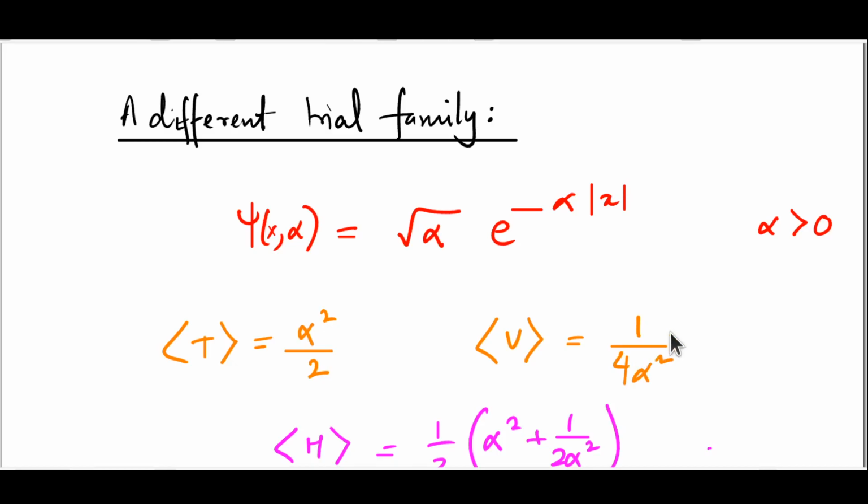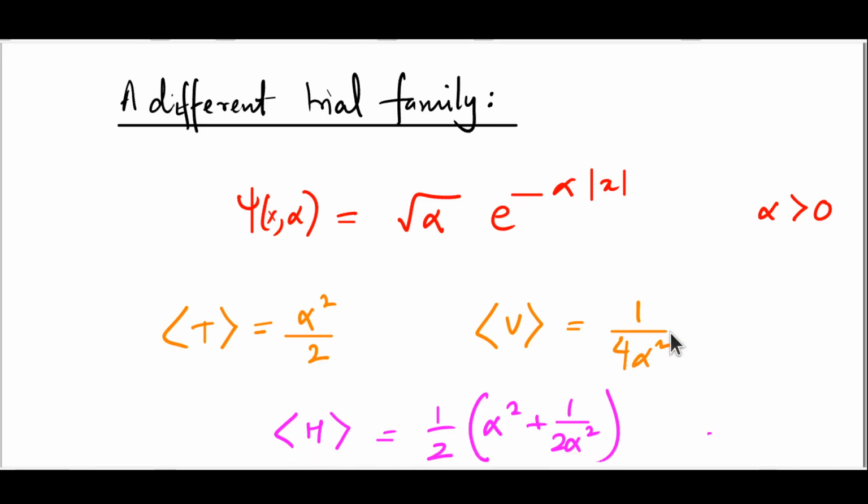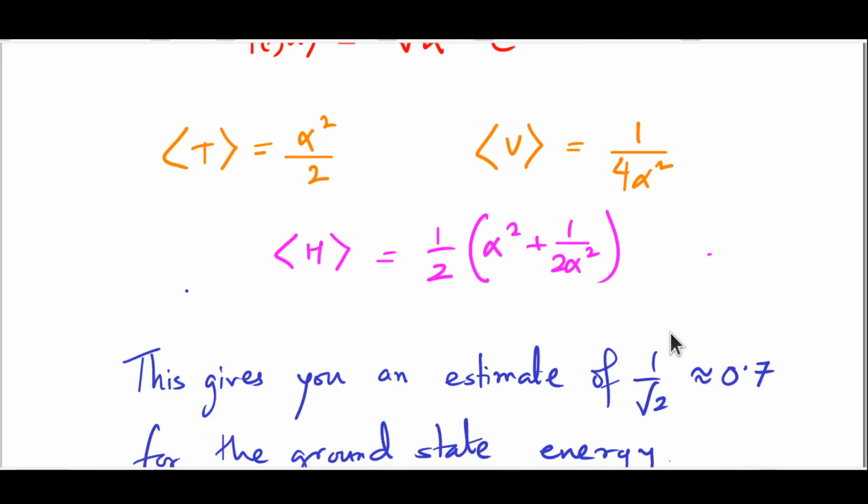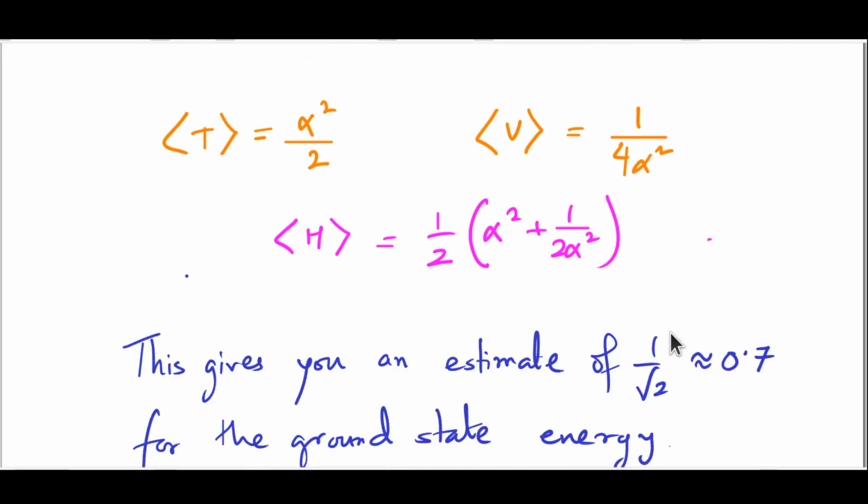So now with this trial set of wave functions, the expectation value of H turns out to be half alpha squared plus 1 by 2 alpha squared. Rather similar to what we had before, and we can easily extremize this either by using calculus or by using exactly the kind of algebraic method that we used in the last case. But the estimate that this gives for the minimum value of energy, and this is what you need to verify for yourself, happens to be 1 by root 2. So that's the minimum possible value which the expectation value of H will take as you vary alpha. And this 1 by root 2 of course is around 0.7.